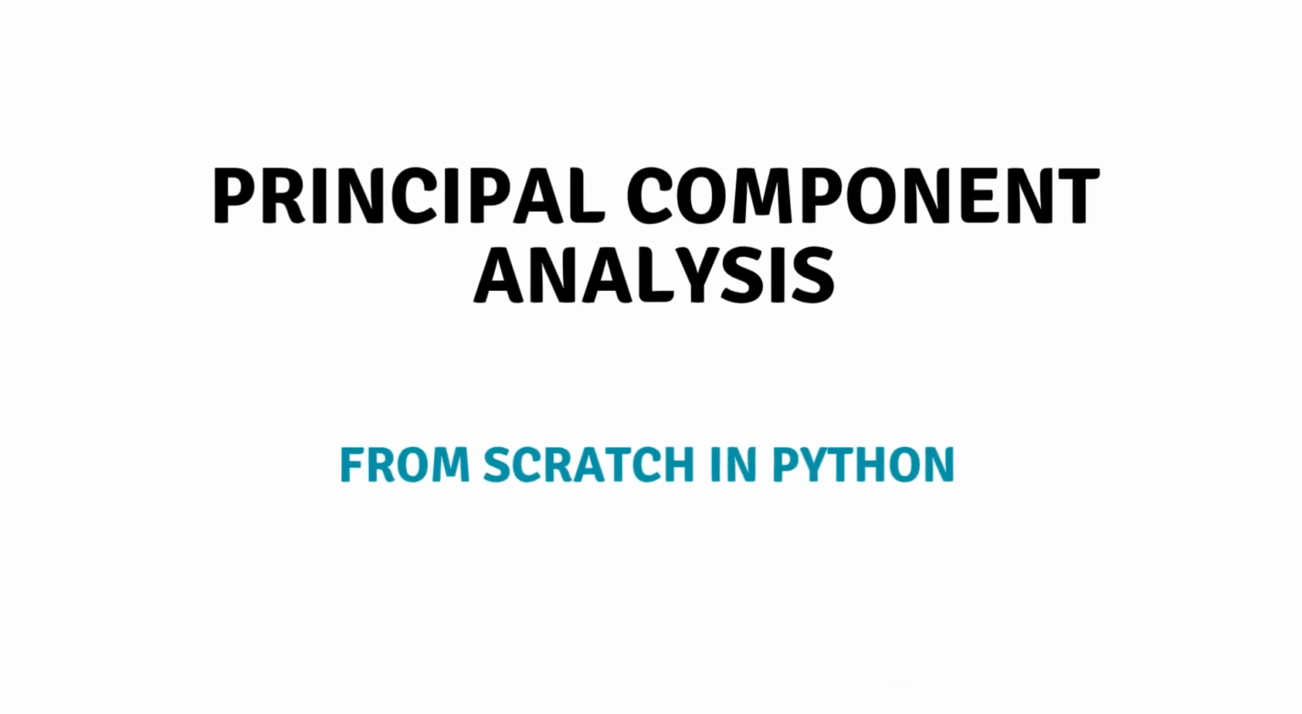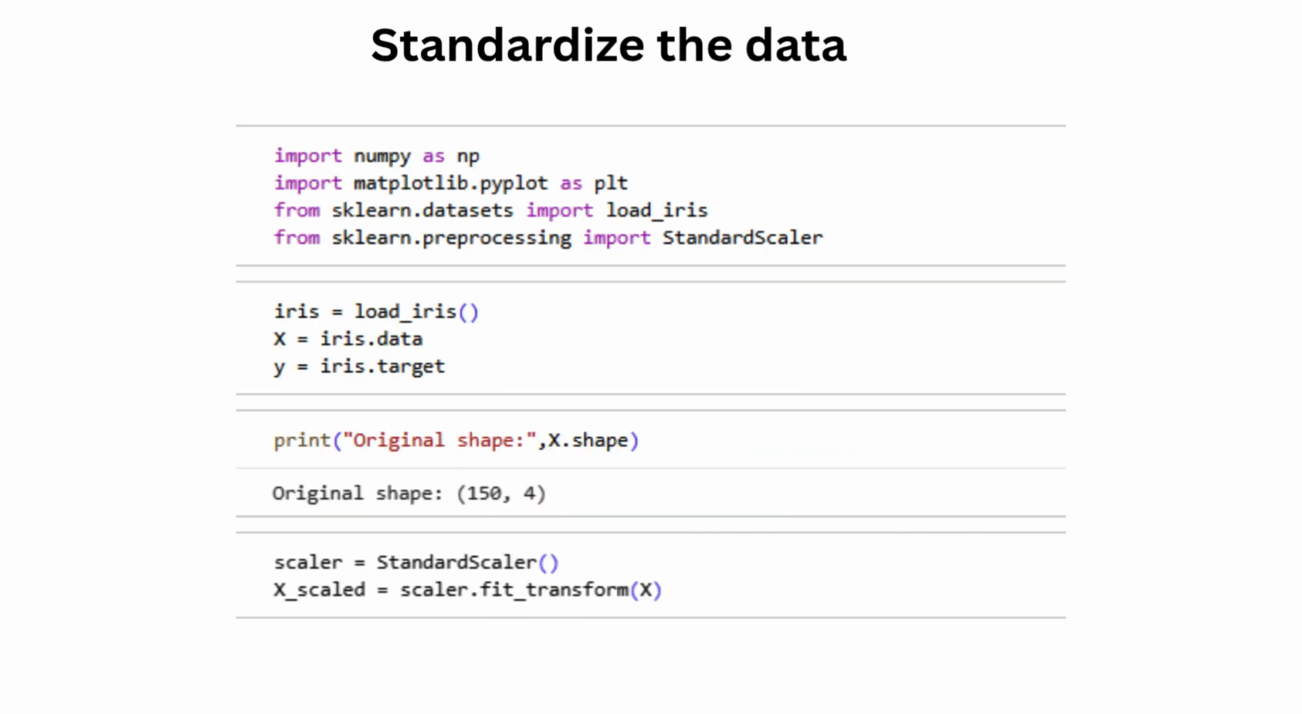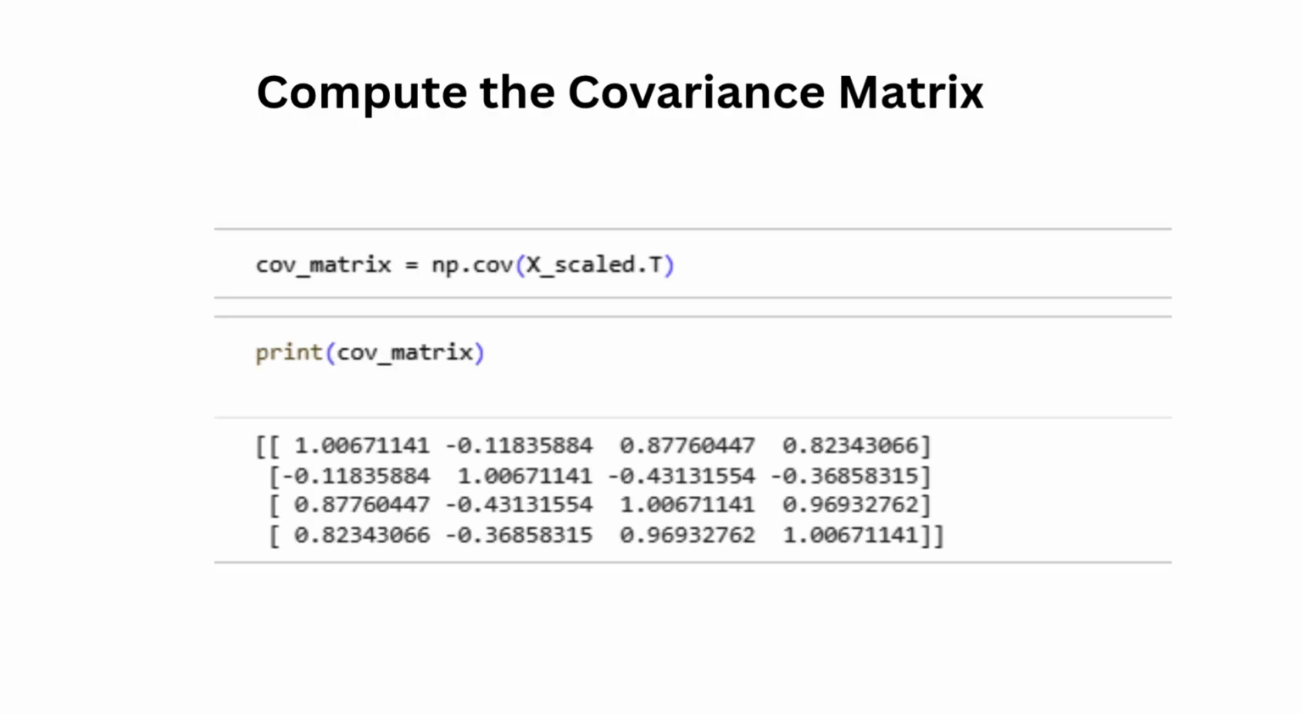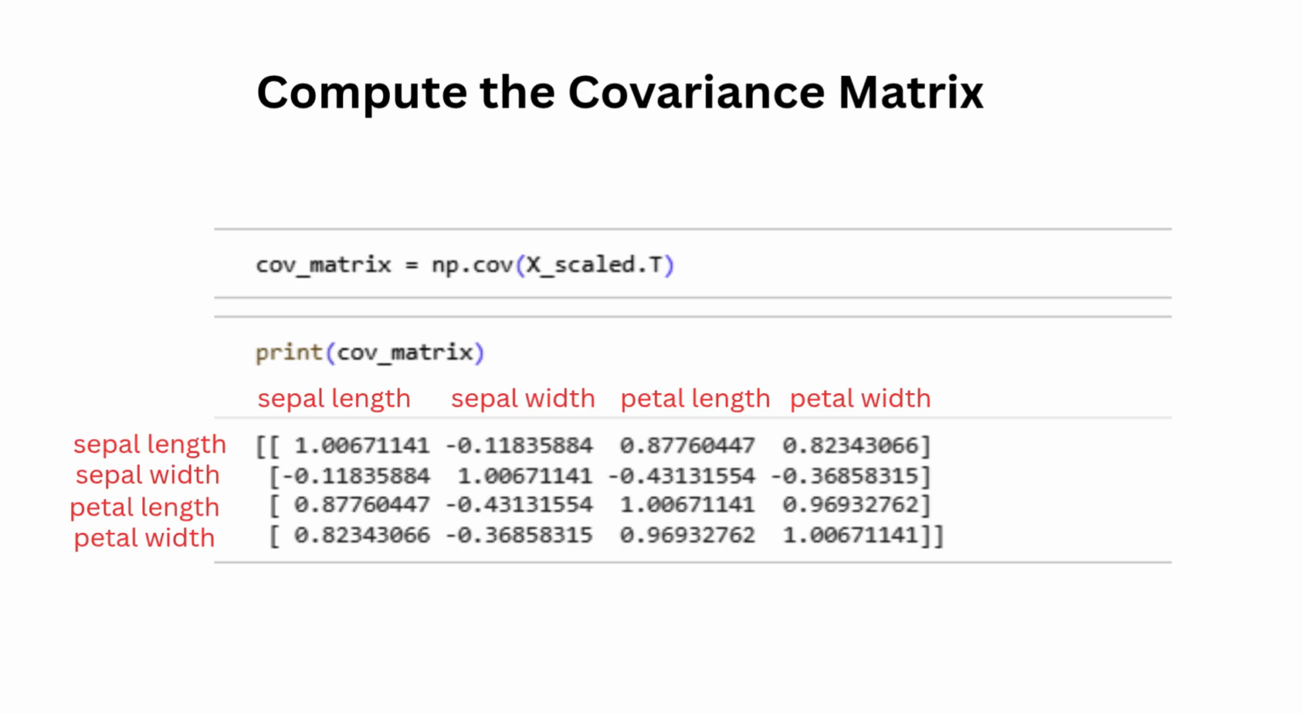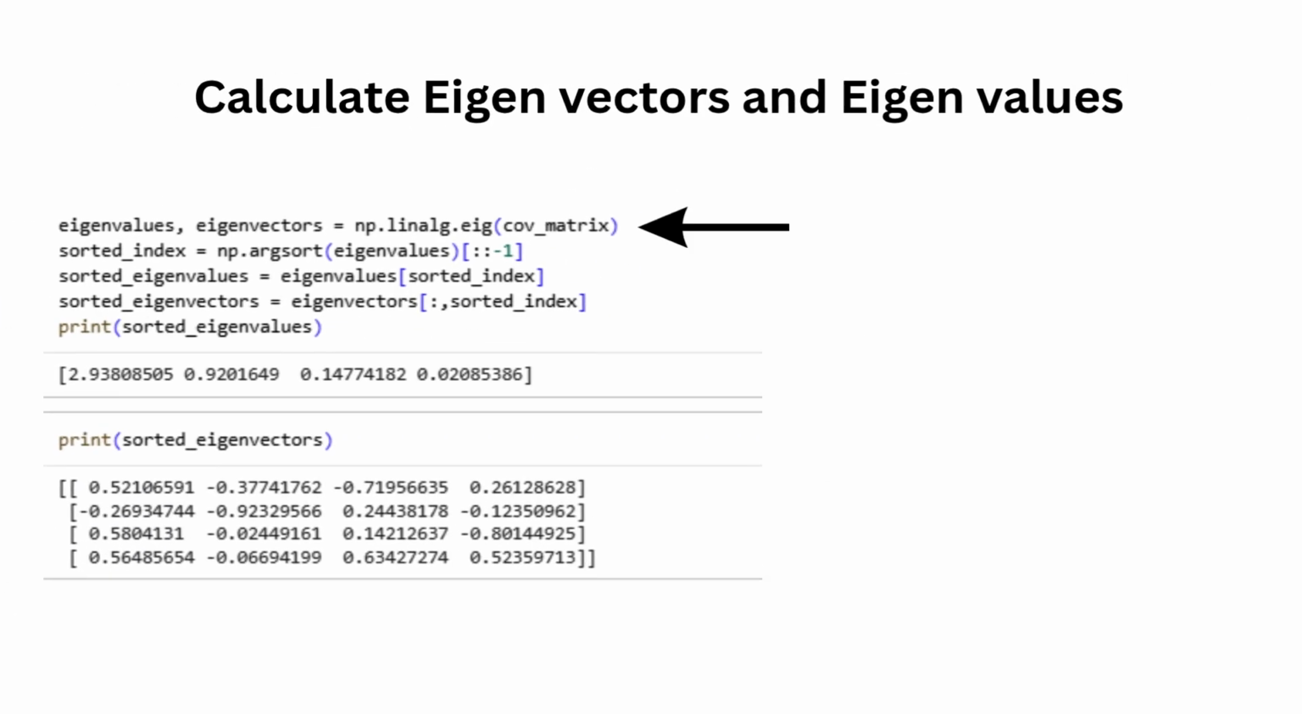Now let's build PCA from scratch. First, we load the iris dataset and use Standard Scaler. It is a pre-processing tool used to rescale your data so that it has a mean of 0 and a standard deviation of 1. Next, we compute the covariance matrix. Here, you can see how different features vary together. Next, we calculate the eigenvectors and eigenvalues using the covariance matrix. We sort them in descending order because we want the components that capture the maximum variance first.